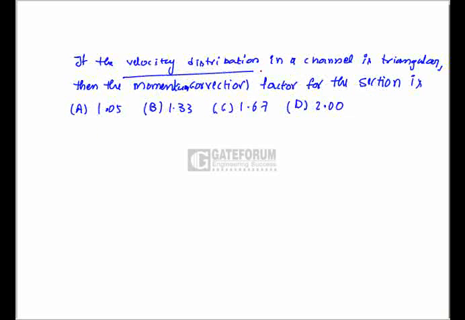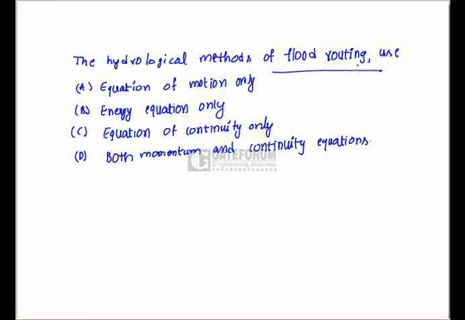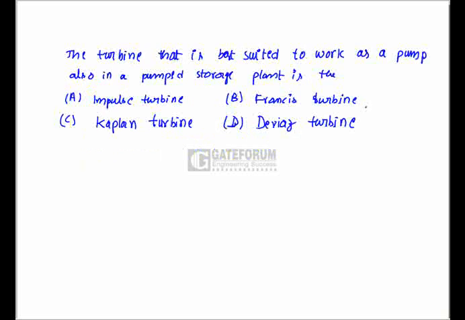The velocity distribution in a triangular channel is triangular. The momentum correction factor for this triangular channel is 1.33. Standard question. As it is a direct question, the drag force on a very small sphere falling in a very viscous fluid varies as the first power of velocity. So option D is correct. Routing uses the equation of continuity only. So option C is correct.